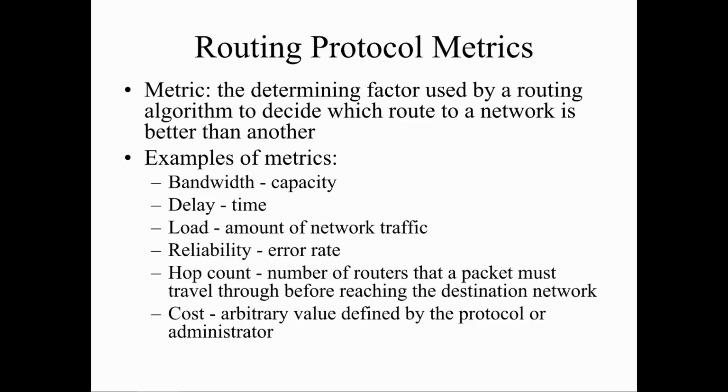So, routing protocol metrics: there are different ways to measure. For example, bandwidth or capacity, reliability of the line, the delay, the load, the hop count, the cost. All of these things could be different metrics depending on the routing protocol. So which is the best path? It depends. How are we measuring? That's where it gets a little bit more complex.